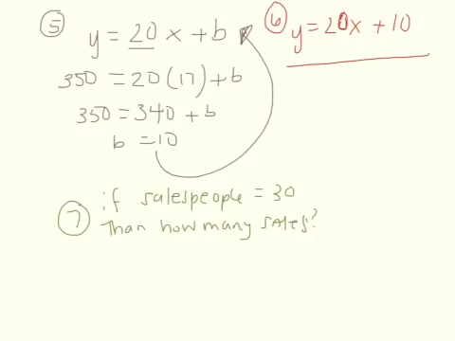Now that we have an equation representing the data in our chart, we can use this information and the equation to predict different outcomes. So if I want to know if there are 30 salespeople, then how many sales there will be, I'll just plug in 30 for our x because x was the amount of salespeople, and then I can solve for y, our number of sales. This tells us that if there are 30 salespeople, we can estimate that there will be around 610 sales.